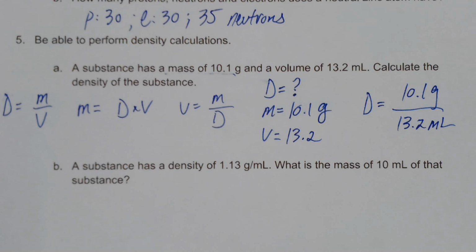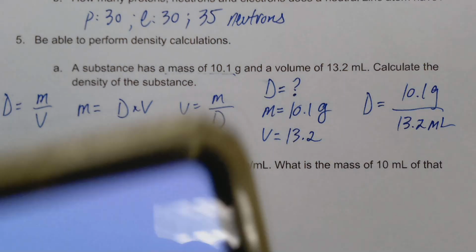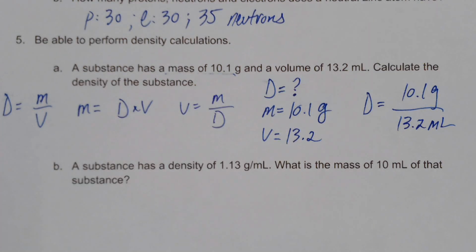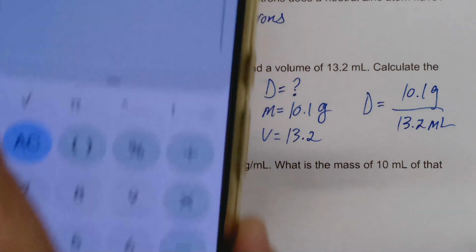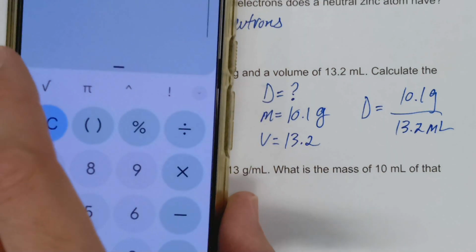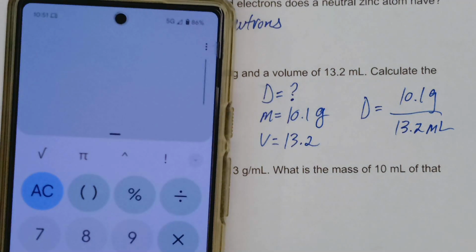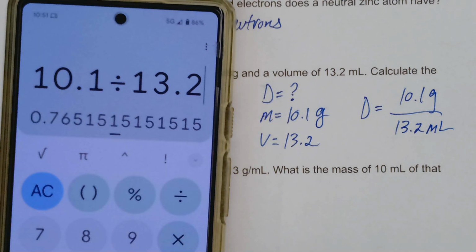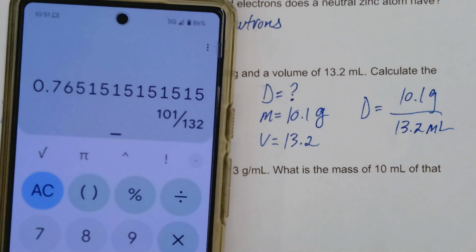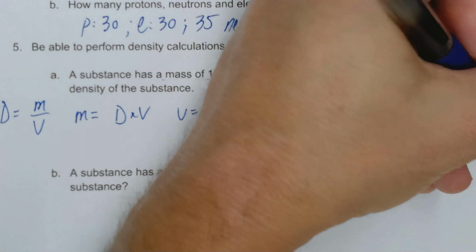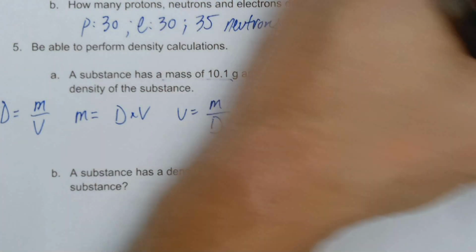Not seeing my calculator, so I'll just use my phone. So we're going to do 10.1 divided by 13.2, and we get 0.765. And the units are grams per milliliter.